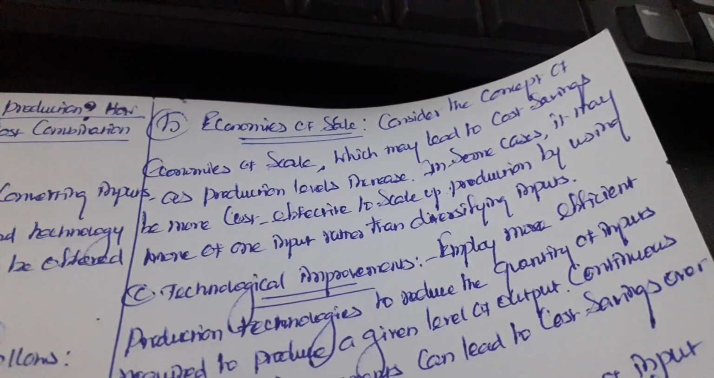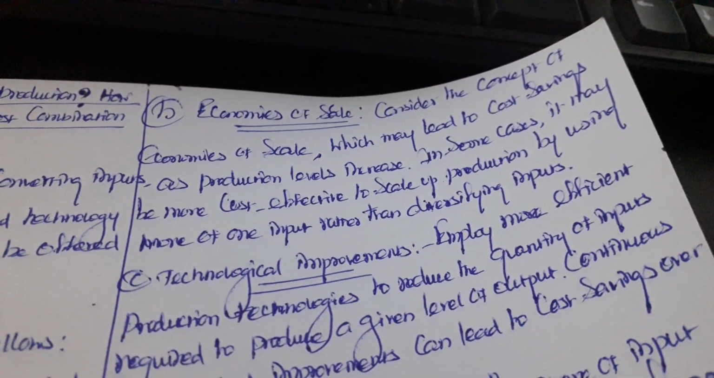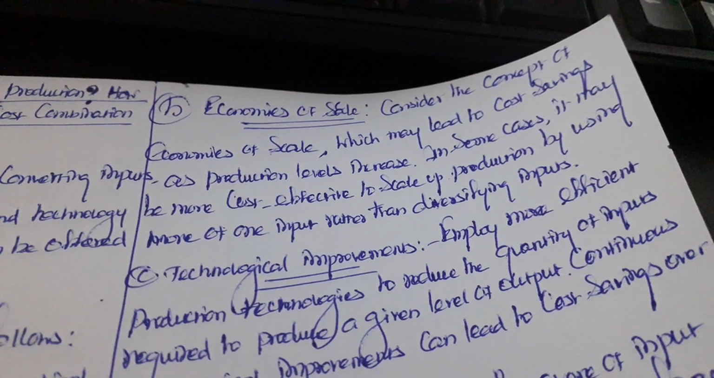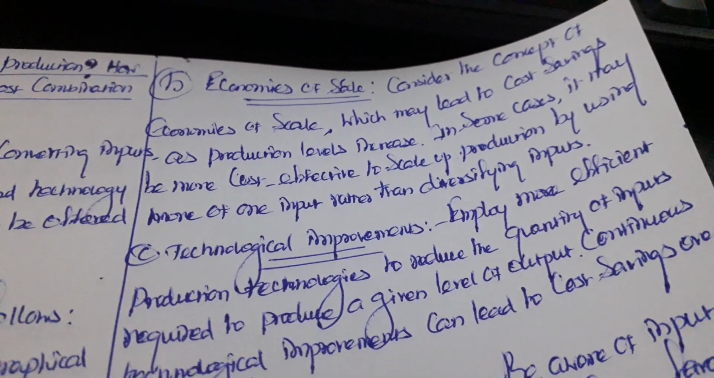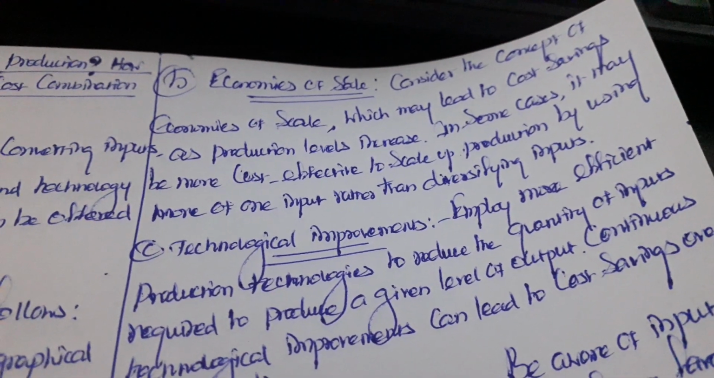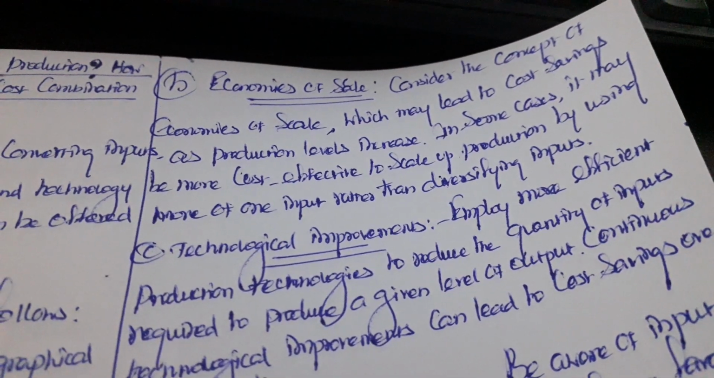Next strategy is economies of scale. Consider the concept of economies of scale, which may lead to cost savings as production levels increase. In some cases, it may be more cost effective to scale up production by using more of one input rather than diversifying inputs.